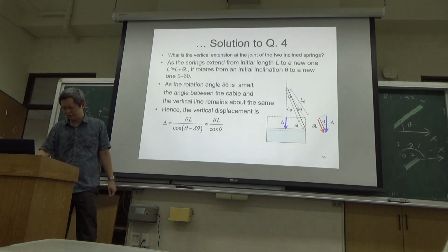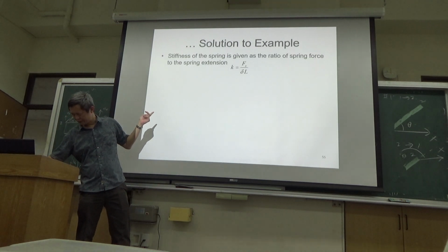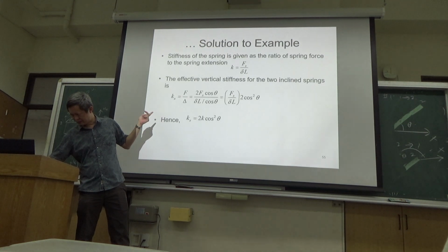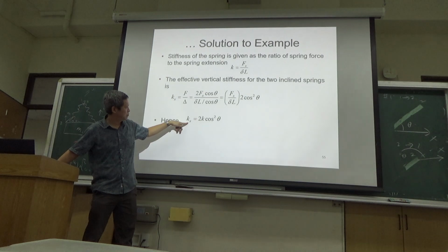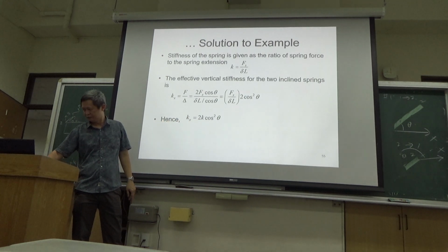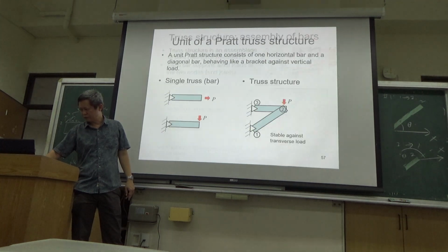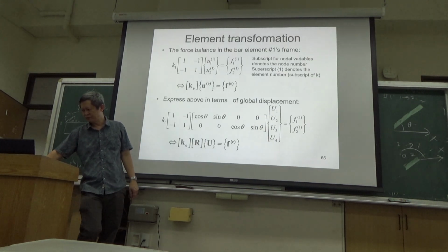How do we derive the vertical displacement? The vertical displacement can be obtained as the vertical force divided by the vertical stiffness. This is 2K cosine theta. So that's the whole purpose. So everything starts from something simple.